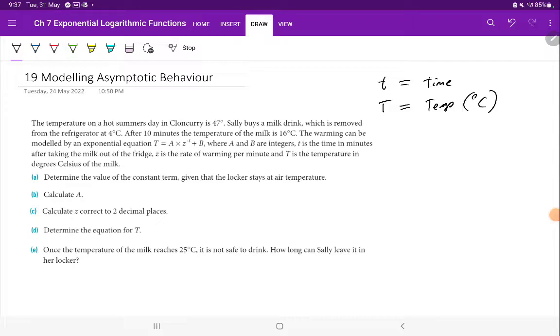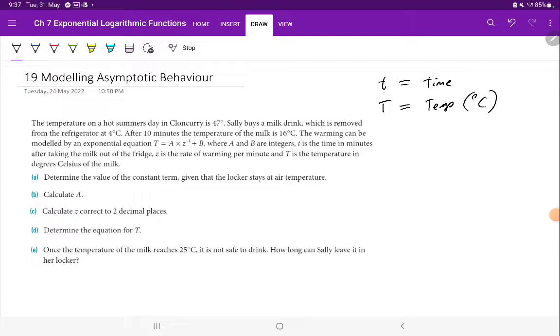Alrighty, so the temperature on a hot summer's day in Cloncurry is 47 degrees. Sally buys a milk drink which is removed from the refrigerator at 4 degrees. After 10 minutes, the temperature of the milk is 16 degrees. The warming can be modeled by an exponential equation, T equals A times Z to the minus t, plus B, where A and B are integers.